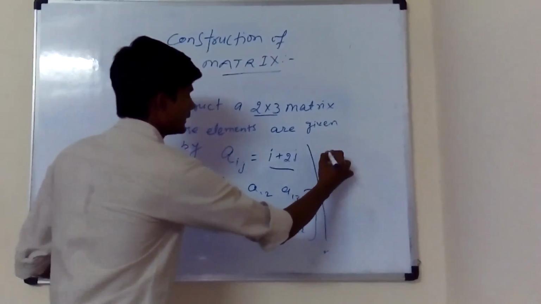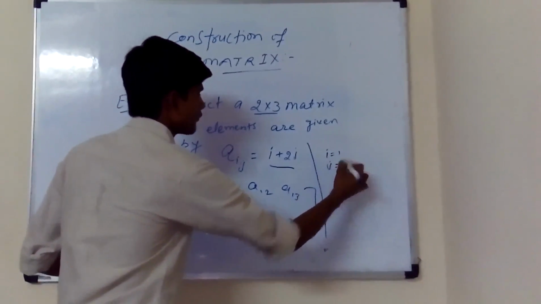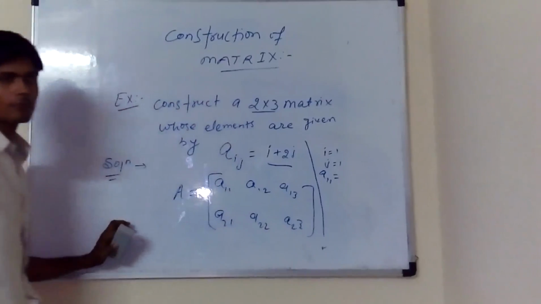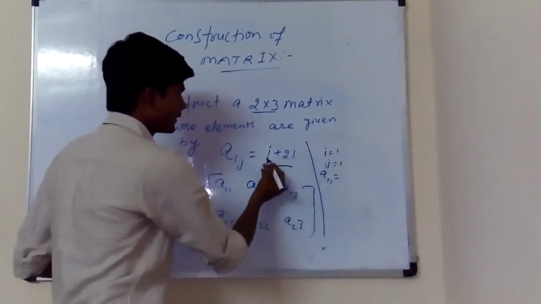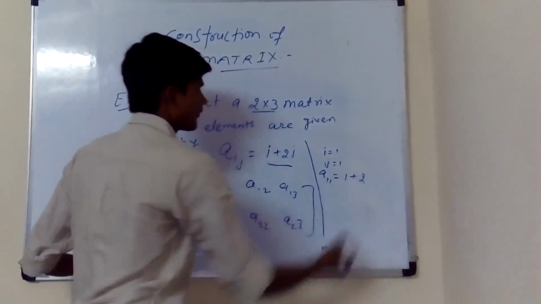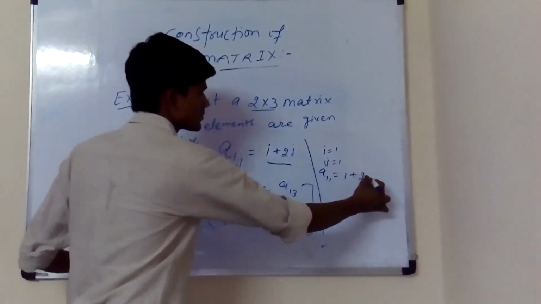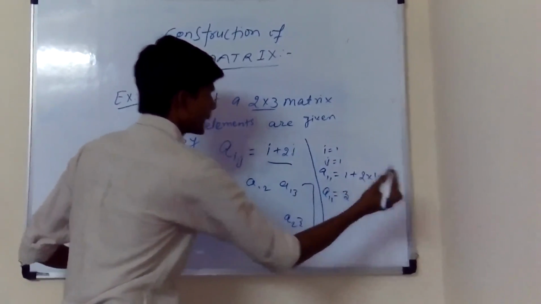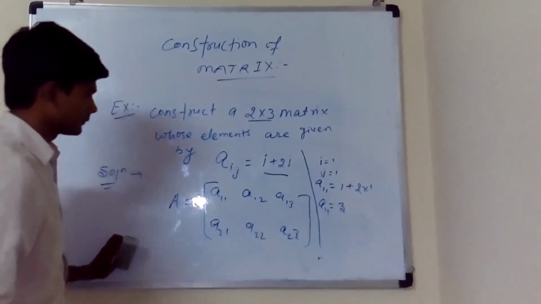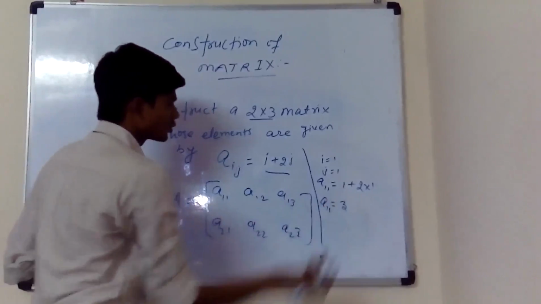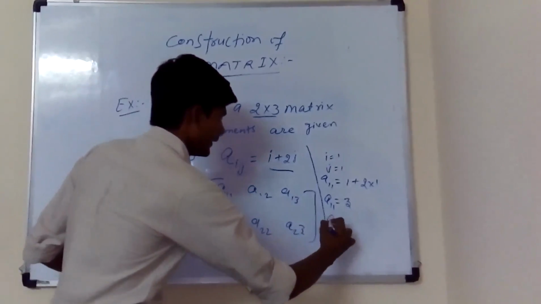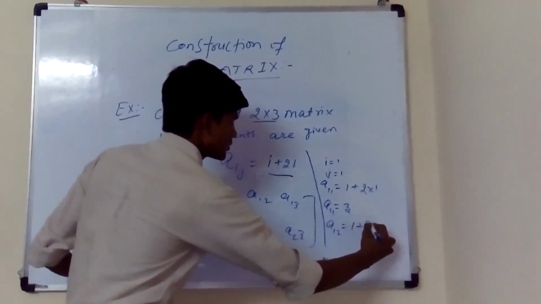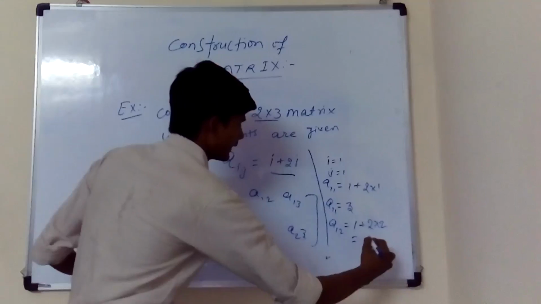If you put i is equal to 1 and j is equal to 1, then what is the value of A11? So just put i is equal to 1, then here 1 plus 2, and what is the value of j? j is 1, so just multiply by 1. That means A11 is equal to what? 3. Is it clear? So A11 is equal to 3. Now similarly, A12 is equal to what? Just put here 1 plus 2 and multiply by 2, you will get 5.